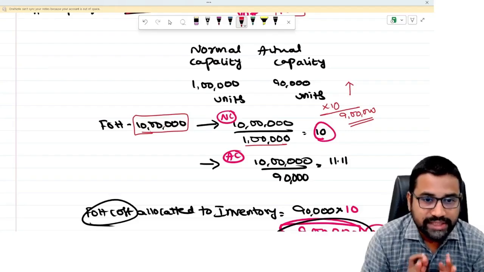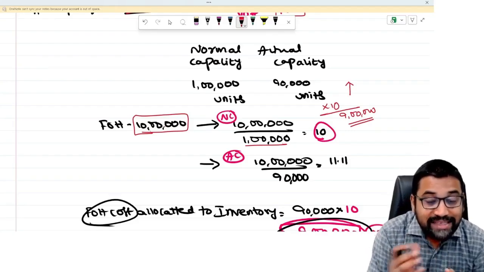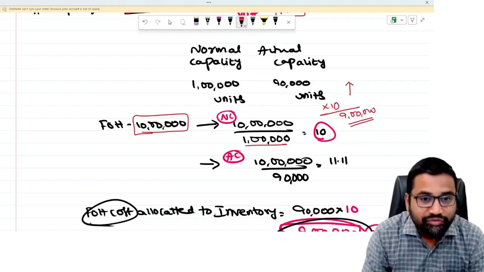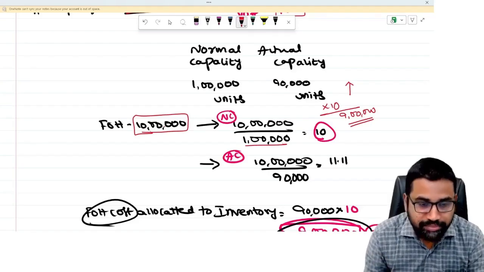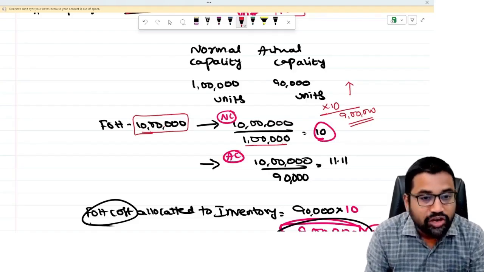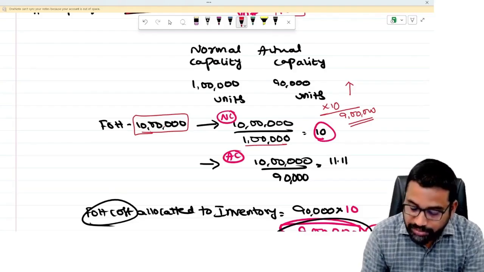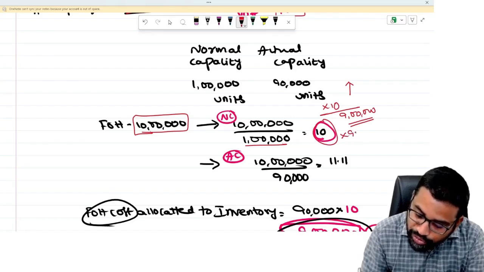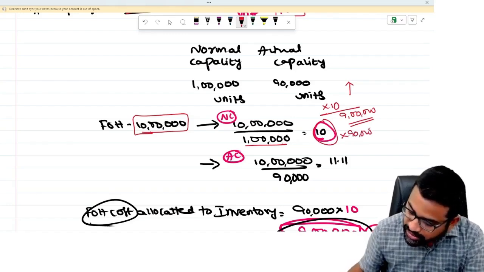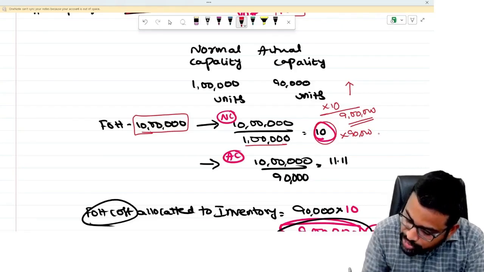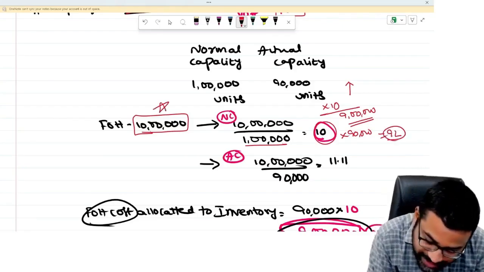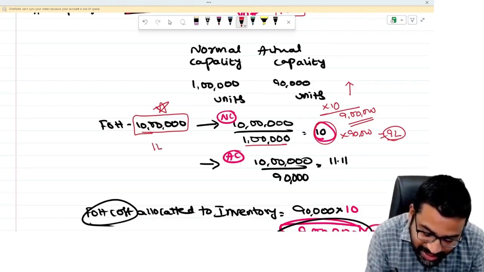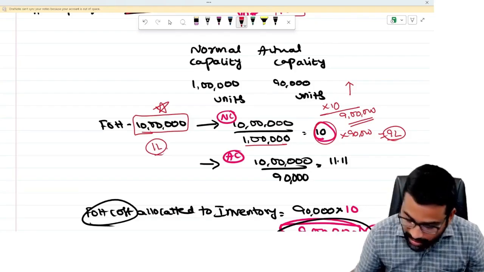What is your fixed overheads? 10 lakh rupees. Don't add this 10 lakhs directly to the production inventory cost. Out of this 10 lakh, find out the absorption rate. Absorption rate means 10 lakhs divided by actual or normal, whichever is higher, 1 lakh. So that means 10 rupees per unit you need to absorb. If I produce 90,000 units, each unit I need to allocate 10 rupees. How much I am absorbing? 9 lakhs. Sir, what is your fixed overheads? 10 lakhs. But you are absorbing only 9 lakhs to the inventory cost. What about this unallocated 1 lakh? That will be your period cost debited to P&L account.